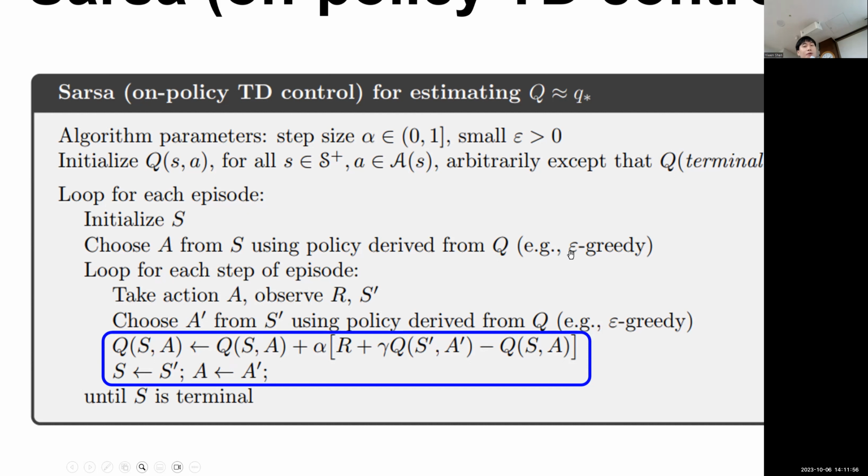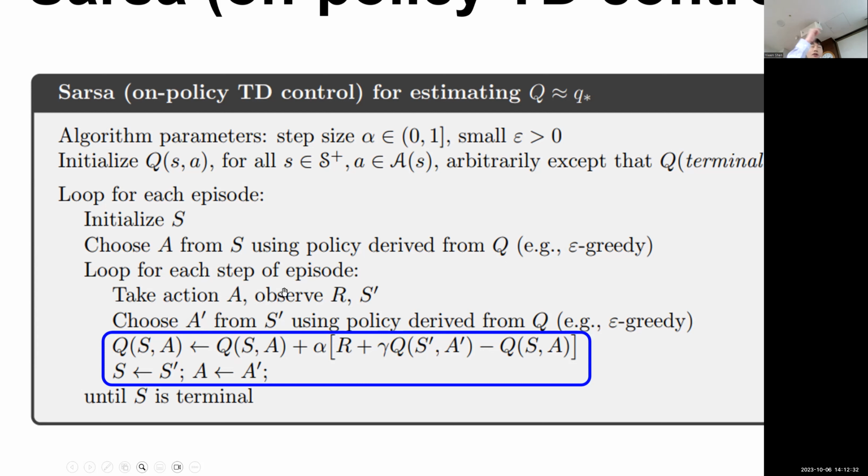So in this case, just for example, we can use epsilon greedy to choose an action from S. When we choose an action, it can be epsilon greedy or epsilon soft. So choose A from S using policy derived from Q. Okay, then we take the action, observe R and S prime, and choose A prime from S prime using policy derived from Q. So now we choose an action again from Q. Then with this information, we can update.